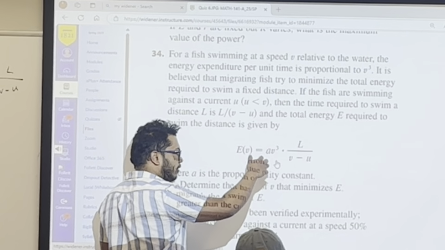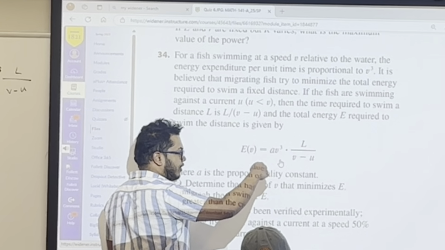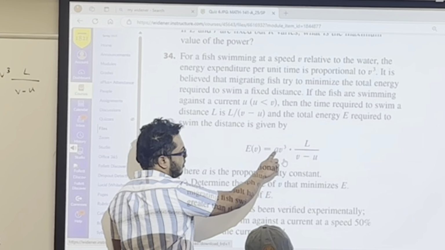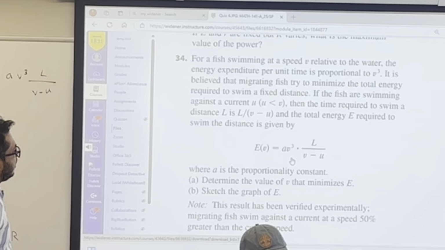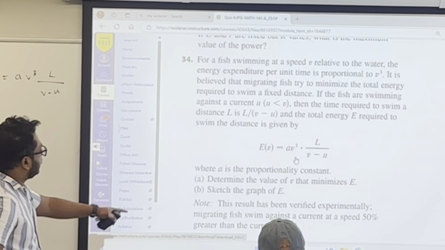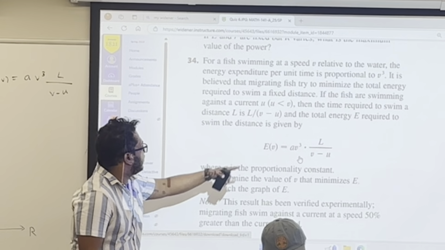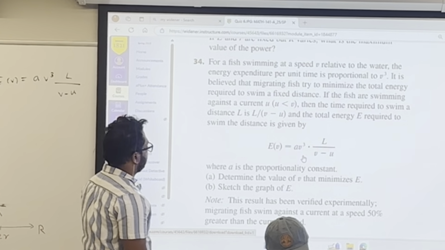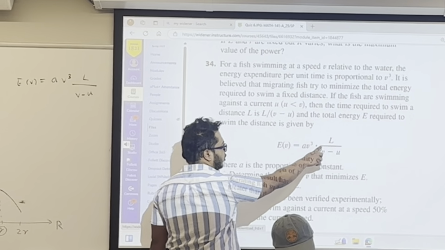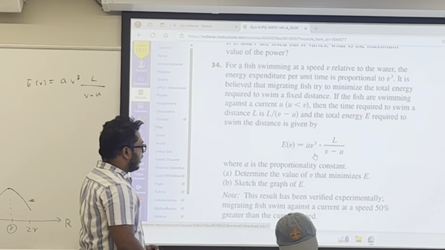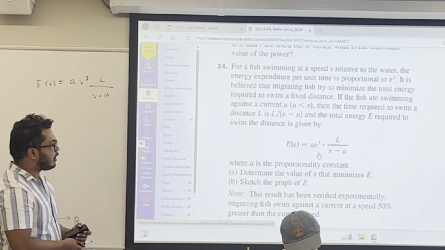It's different for different species of fish. But let's say just A, where A is the proportional constant. And the total energy required to swim the distance is given by this. So if the fish wants to travel 1 mile, you have to put 1 here. Determine the value of v that minimizes E.